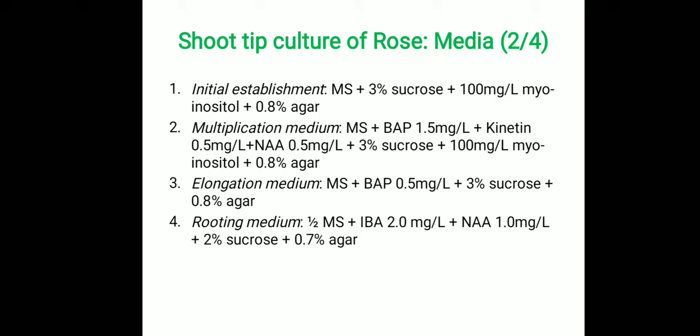And the next medium is called elongation medium. This elongation medium is also a modified MS medium consisting of 0.5 mg per liter BAP in addition to normal 3% sucrose and 0.8% agar. And the final rooting medium consists of half strength MS medium with 0.7% agar and 2% sucrose, and indole butyric acid IBA is added up to 2 mg per liter and NAA is added up to 1 mg per liter.